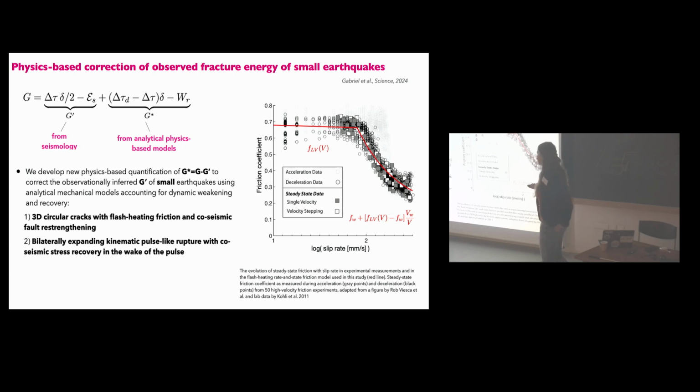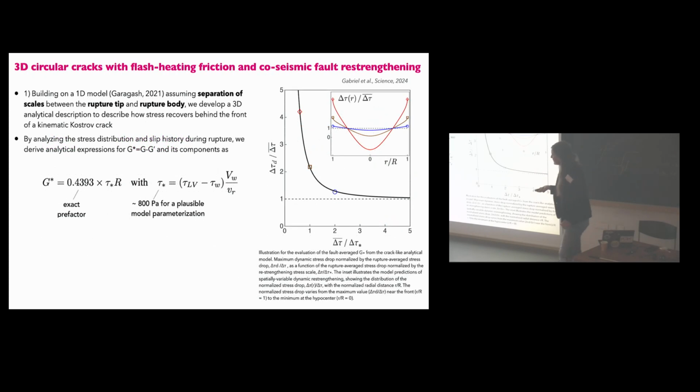And this is just one visualization of the underlying physics that defines one of these analytic models. So the models are either 3D circular cracks with flash heating friction and re-strengthening, or bilaterally expanding kinematic pulse-like rupture with stress recovery. One of them was published before in 1D. We do assume separation of scales between the rupture tip and the rupture body.